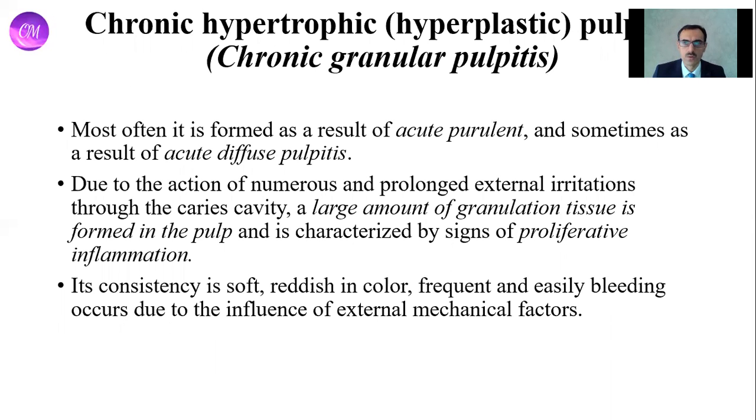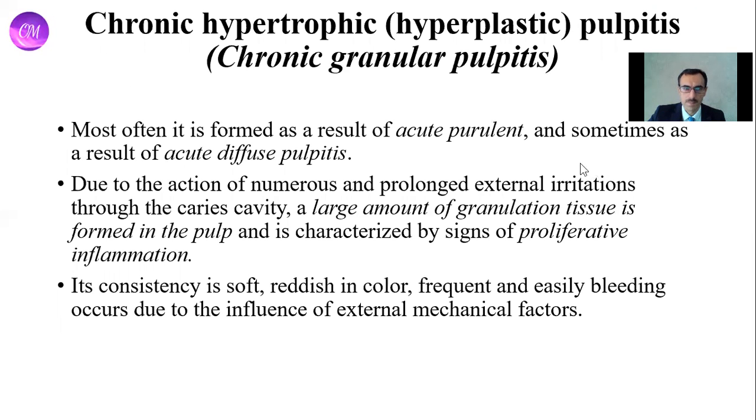Chronic hypertrophic or hyperplastic pulpitis, or chronic granular pulpitis. Most often, it is formed as a result of acute purulent and sometimes acute diffuse pulpitis. Due to the action of numerous and prolonged external irritations through the caries cavity, a large amount of granulation tissue is formed in the pulp and is characterized by signs of proliferative or productive inflammation. It is consistently soft, reddish in color, fragile, and bleeds easily under the influence of external mechanical factors.